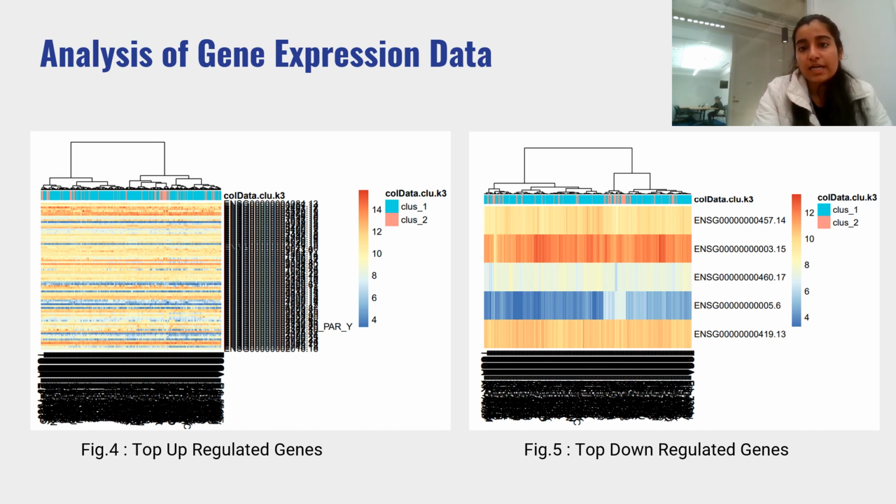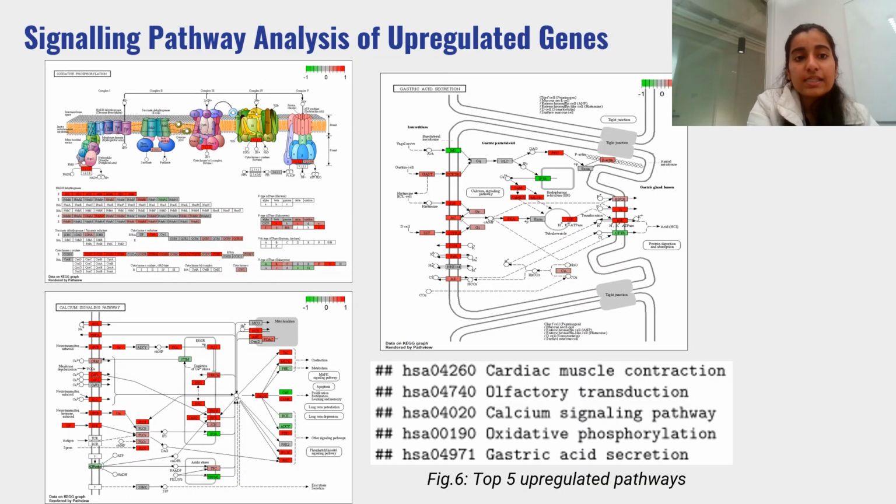After, we conduct a differential expression analysis using DESeq, where we obtain the following 80 upregulated genes and 5 downregulated genes. After conducting the DE analysis on our upregulated genes, we found the top 5 pathways that were identified as highly enriched by the upregulated genes. These were cardiac muscle contraction, olfactory transduction, calcium signaling pathway, oxidative phosphorylation, and gastric acid secretion.